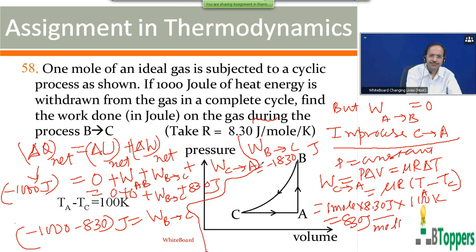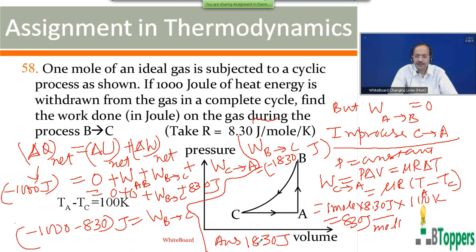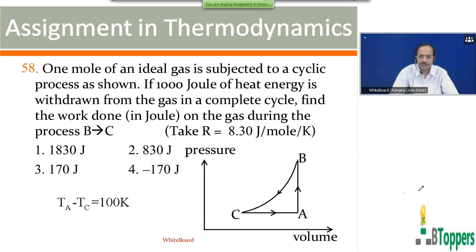The negative sign indicates that work done by the gas is negative, which means work is done on the gas. Positive work is done by the gas. So work done on the gas by the compressing agent in the process B to C will be plus 1830 joules. So those who want to copy the working, they can take a pause and finish writing the working. So for question number 58, which I just discussed now, the first option is the answer.